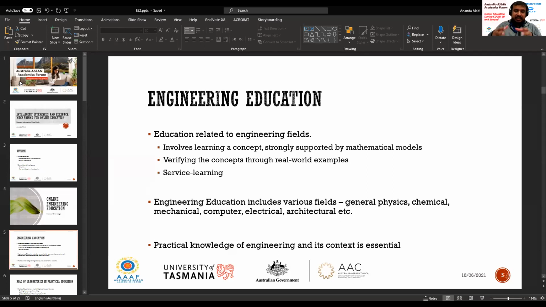So depending upon what field it is, it could be a small setup on a table, or it could be a very big thing like in surveying and all, which is done outdoors. So that's the general characteristic of engineering education, specifically in these fields.